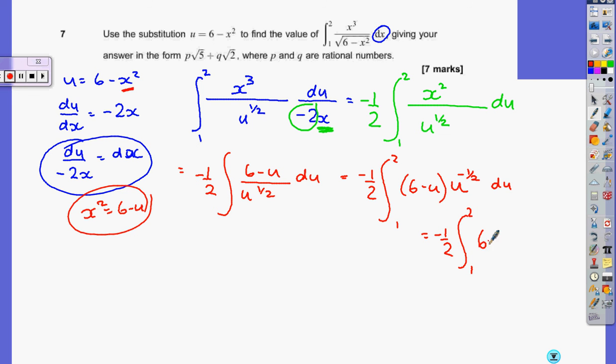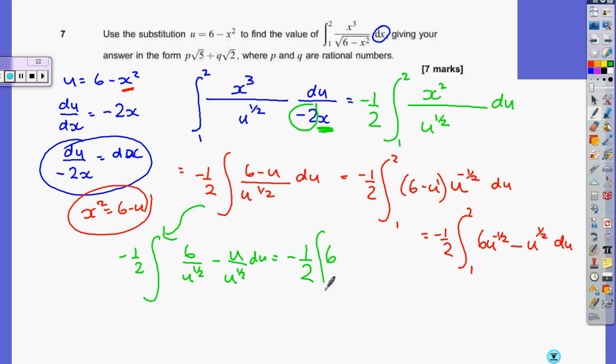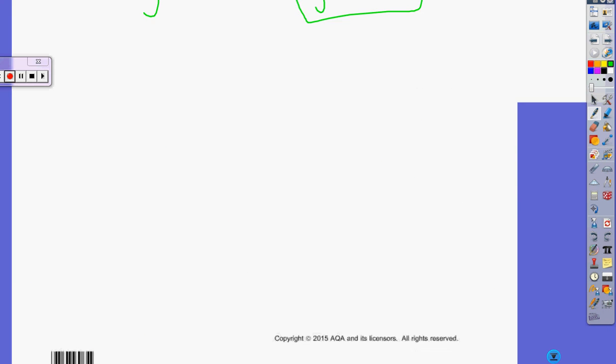You end up with 6u to the minus a half minus, so u to the 1 times u to the minus half, add them together, gives you that du. Okay, slightly different version. Minus a half, integral of 6 over u to the half minus u over u to the half du will give you minus a half, 6 u to the minus a half, minus u to the half du. As you can see, you end up with the same thing. Okay, now you get to actually doing the differentiation. Oops, went too far down there.